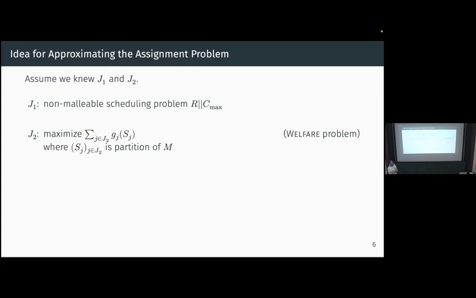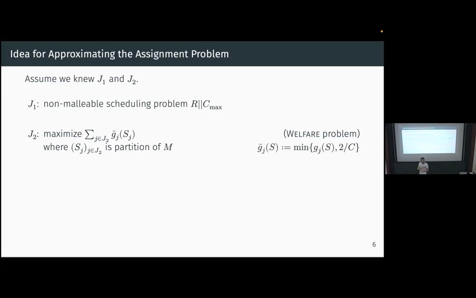Maybe it's easier if we try to optimize the sum, right? So if we try to maximize the sum over all the speeds that we assign. This is called the welfare problem. So now we want to maximize social welfare among the jobs. The problem here is if we do that, then it could happen that one of the jobs gets a lot of speed, and another job goes empty, and then we have a very bad schedule. So what can we do against that?